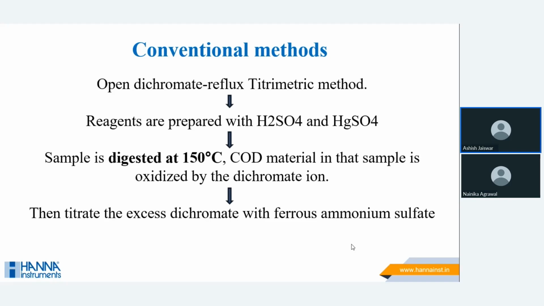After the digestion, we have to cool it down, and after that we titrate with FAS, ferrous ammonium sulfate, in the presence of ferroin indicator. After digestion, the yellow color of dichromate is reduced to green, and in the presence of ferroin indicator it will show a reddish brown color in the titrimetric method.